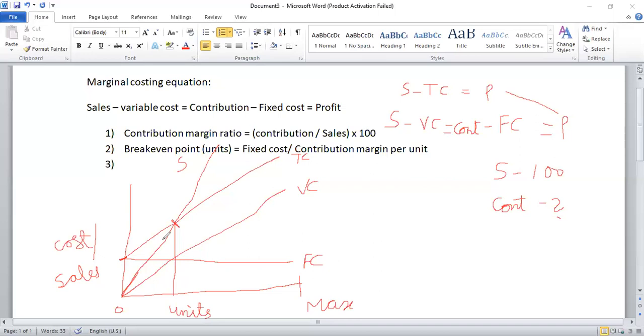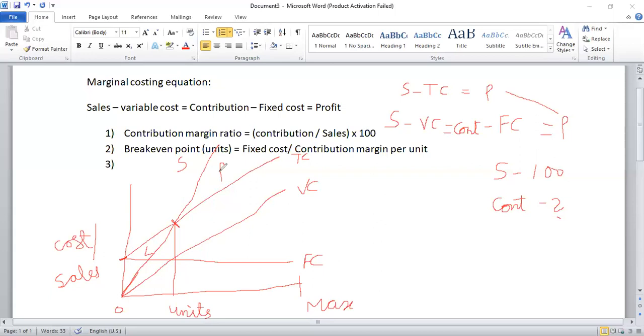One important point is below the break-even point there is loss. All this region there is loss, and above the break-even point there would be profit. Okay, this is the concept what we have. Below the break-even point there is loss. Above the break-even point there is profit.